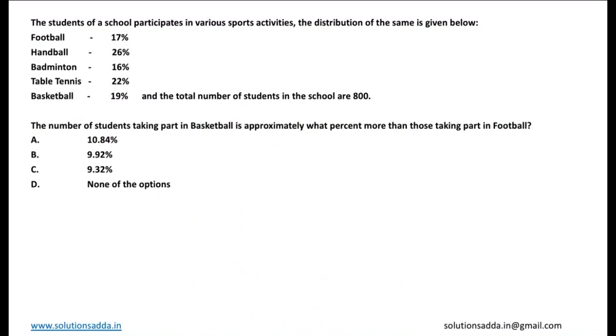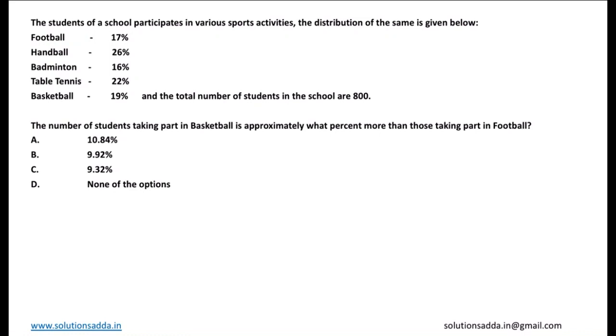This is an aptitude question based on percentage. The students of a school participate in various sports activities and the distribution of the same is given below. Football 17%, handball 26%, badminton 16%, table tennis and basketball are 22% and 19% respectively. And the total number of students in the school are 800. So the question which follows is, the number of students taking part in basketball is approximately what percent more than those taking part in football?